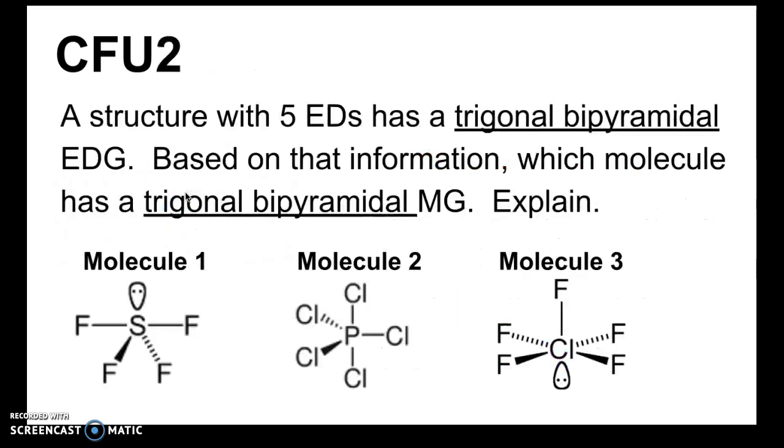All right, let's try our final CFU. So for this one, they tell you that a structure with 5 electron domains has a trigonal bipyramidal EDG or electron domain geometry. I just want to pause here. We are not going to be required to figure out the trigonal bipyramidal shapes, but just note that that is another shape. Okay, so if it has 5 electron domains, it has a trigonal bipyramidal electron domain geometry. Based on that information, which molecule has a trigonal bipyramidal molecular geometry, and explain.